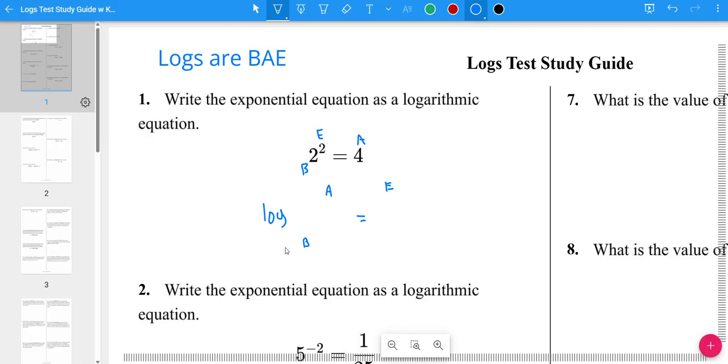So my base is 2. My a moves here in parentheses to my argument, and then e goes over here. Logs are bay.